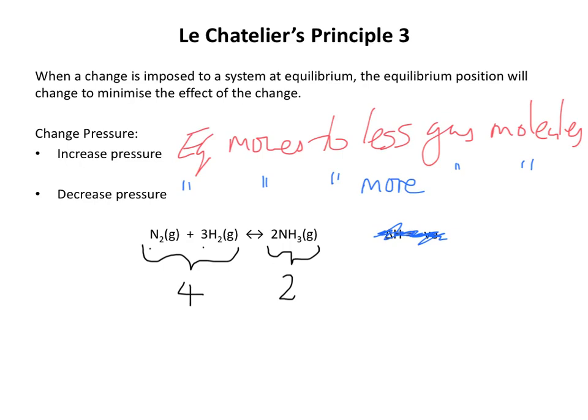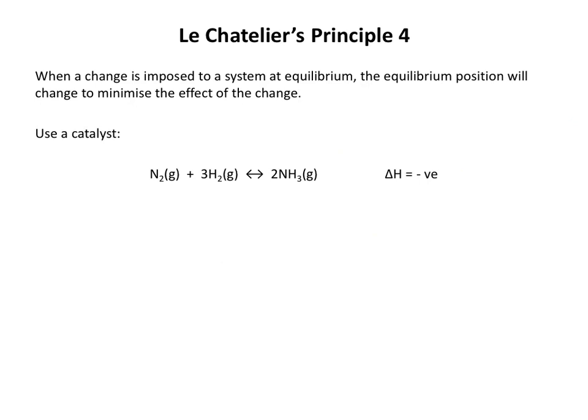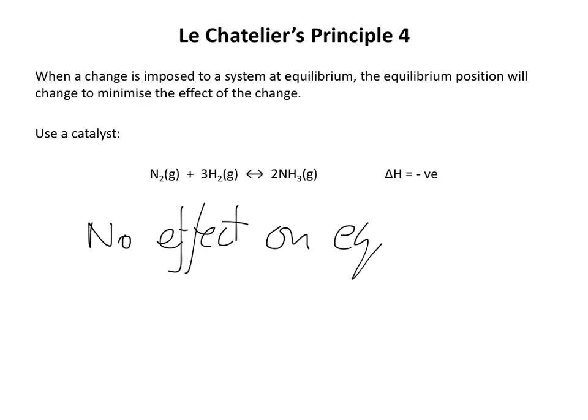So we've looked at changing the concentration, changing the temperature, changing the pressure. How will the equilibrium position change if we add a catalyst to this reaction? So here's the Haber process again, and how would the position of the equilibrium change if a catalyst was added? And the catalyst has no effect on the equilibrium position. It doesn't change how much product is produced, and it doesn't change how much reactant there is.